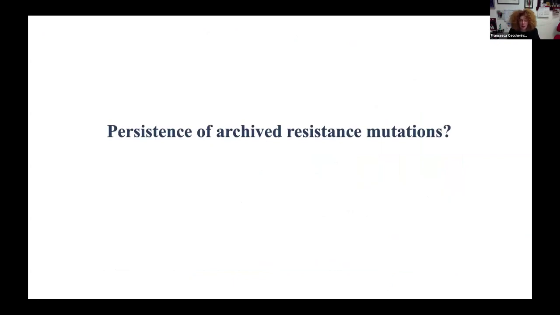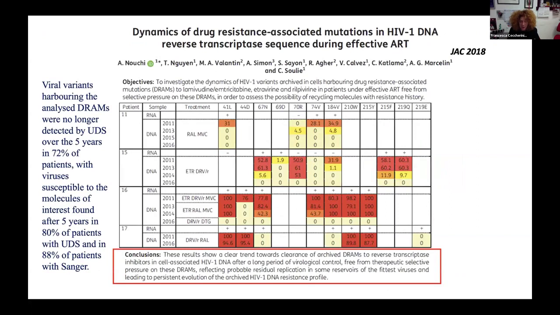But what does the persistence of archival resistance mutations mean? Here is a very elegant first study by the French group that shows that if we have in the RNA historical mutations, like for instance 184V or 41L, you see that in the DNA, after some years, some of those mutations disappear, okay? This is at DNA level, so you see that some persisted and some disappeared. And this has been done with ultra-deep sequencing.